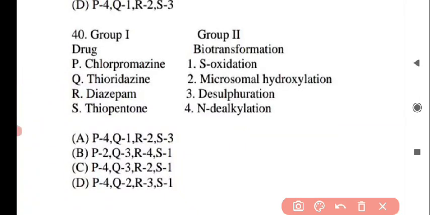Then in the next question, the group 1 and the group 2 contain biotransformation. For the first drug, that is chlorpromazine, the correct answer is option number 2, microsomal. For thioridazine, the correct answer is option number 3, that is desulfuration. For diazepam, the correct answer is option number 4, that is N-dealkylation. And for thiopentone, the correct answer is option number 1, that is N-oxidation. So for this question, the correct answer is option B.